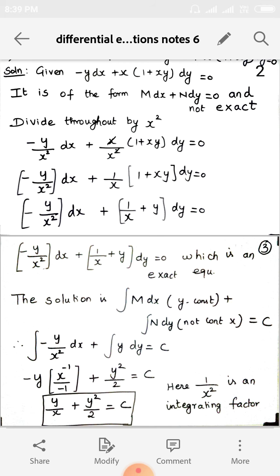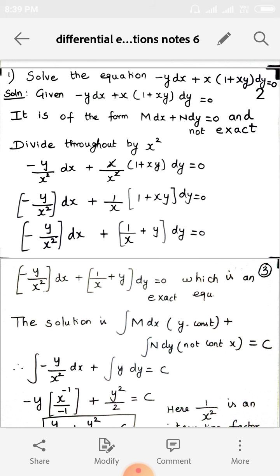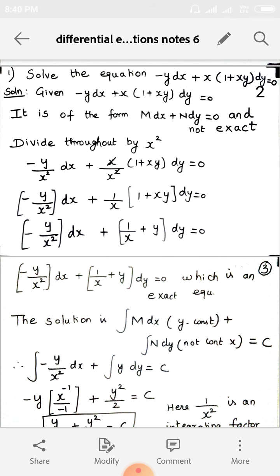So, you have to divide throughout by x square. So, you have to take one integrating factor. Here, the integrating factor is x square. So, in this problem, we take the integrating factor as x square. Divide throughout by x square, or otherwise it can be written as multiplying by 1 by x square. So, here we divide throughout by x square.